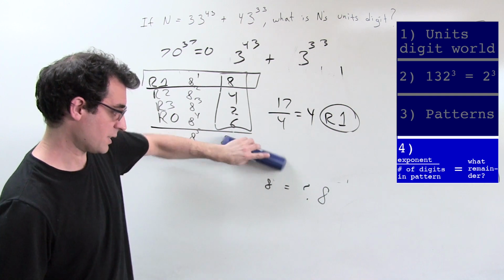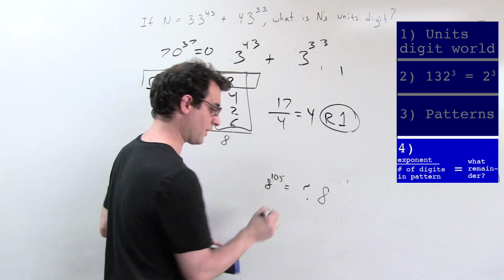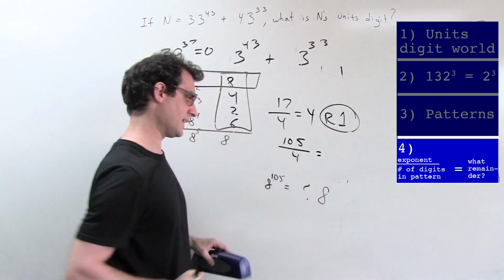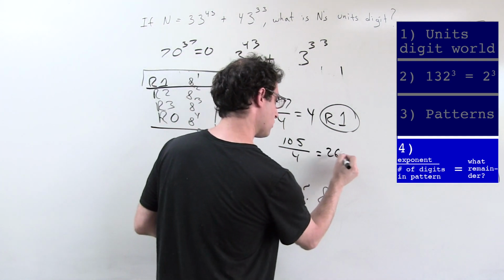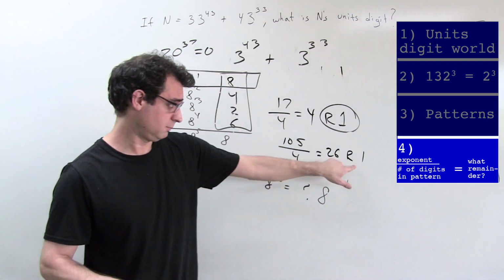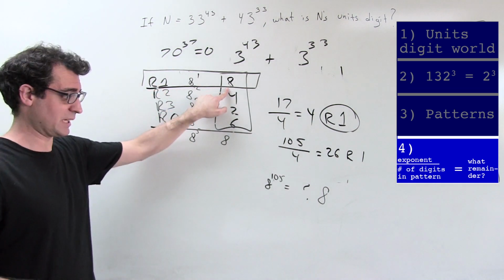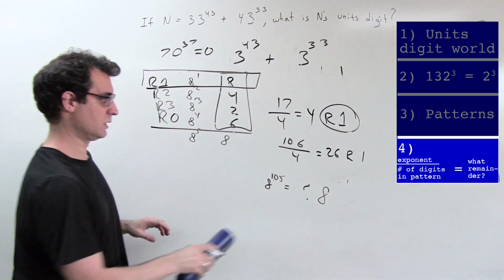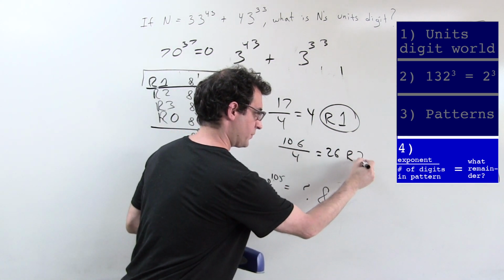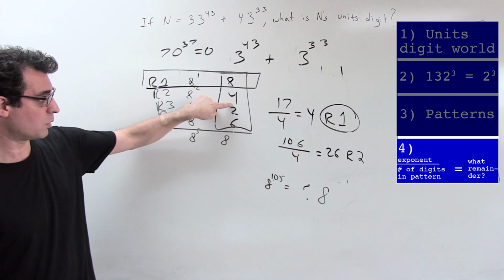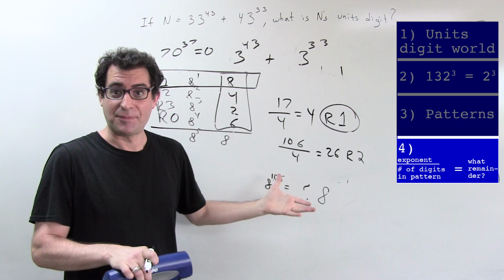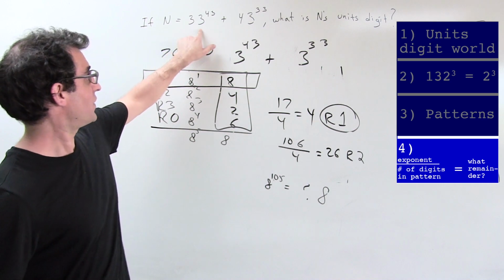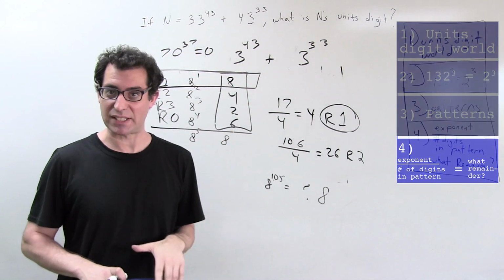The entire exponent is important. So if the exponent was like 105, you would divide 105 by 4. I think that's 26, remainder 1. And so the units digit would also be 8. If you had 106, the remainder would be 2, and the units digit would be 4. So that's how you do it. Now you should pause this video and try n is 33 to the 43 plus 43 to the 33.